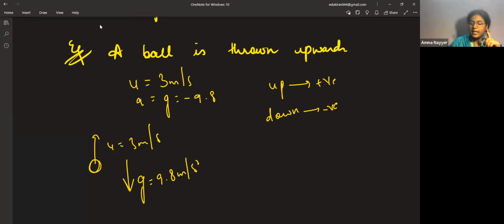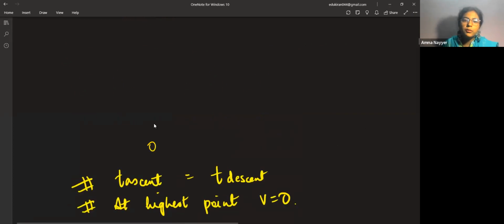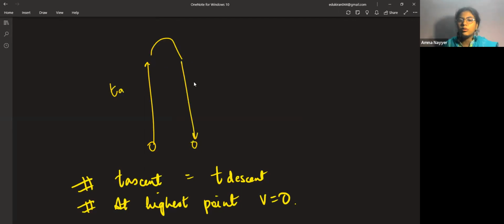One more thing, class. When we are talking about motion under gravity, time of ascent means when the body starts its motion and goes to the maximum height that is possible. So this is known as time of ascent. And when the body is coming back, this is time of descent. So time of ascent is equal to time of descent. When the body is moving from here to its maximum height, this is time of ascent, and when the body is coming back to ground, this is time of descent.